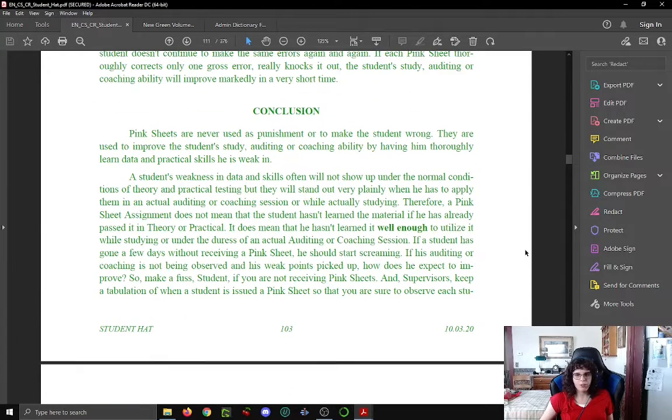If you're actually making a fuss about not getting a pink sheet, you must be the kid who fucking asked the teacher to remember the homework from last night in school. People don't want to receive pink sheets because they don't want to have to go back, waste time, and then go back to this.